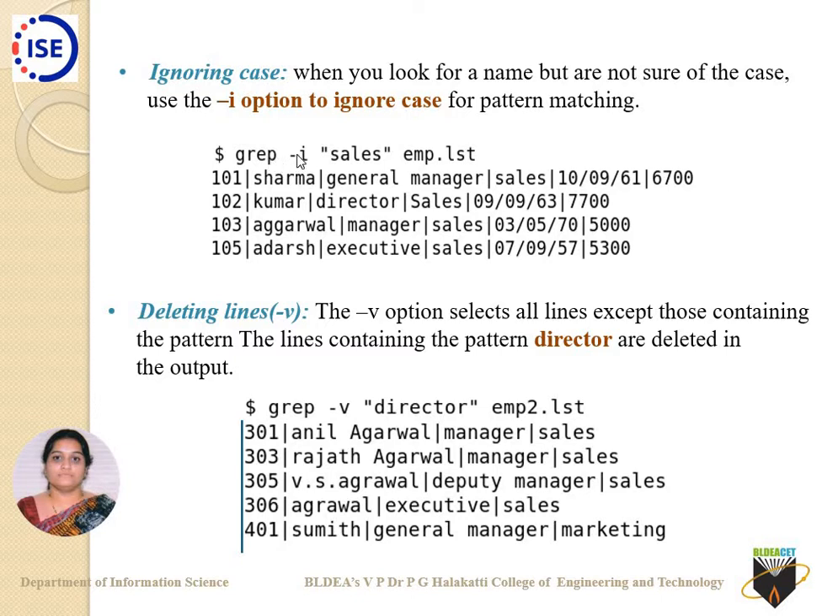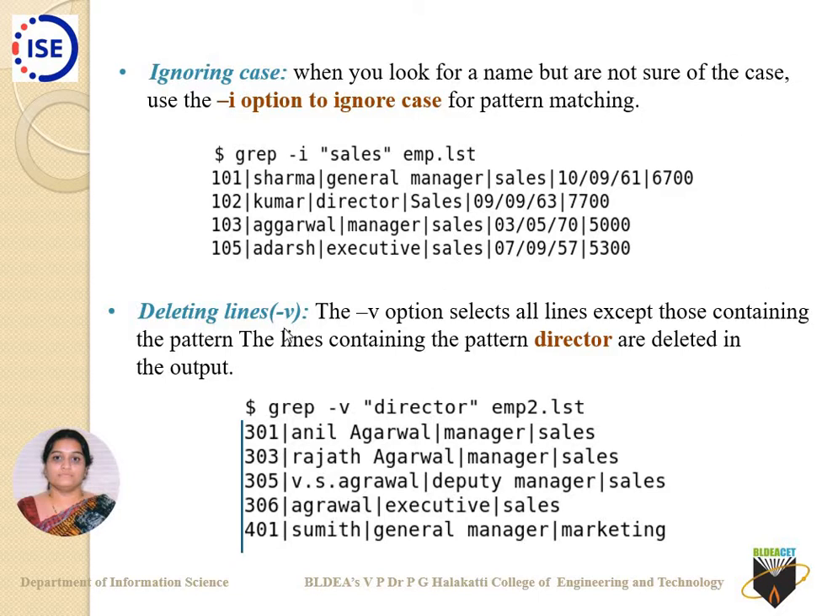If I use this option, grep interprets it as: search this pattern called sales in such a way that the case is ignored. Whether it is written in capitals or in small letters, all of those will be matched, the pattern will be selected and displayed on the screen. Here you can see that -i says ignore the case. This will be displayed, this, and this as well, for ignore case.